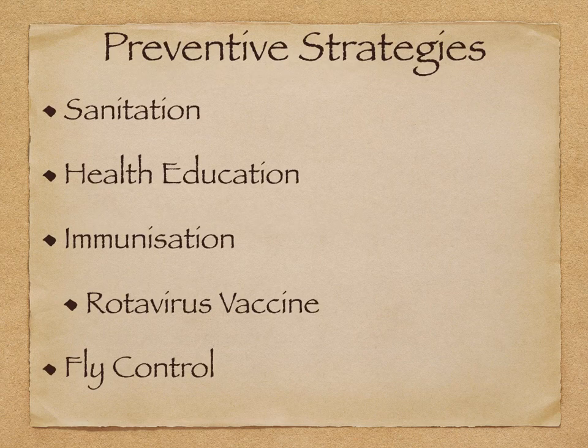A little bit about the preventive strategies. You can see in this slide the preventive strategies which I have mentioned. The first being sanitation, and measures to reduce transmission emphasize the traditional improved water supply, improved excreta disposal, and improved domestic and food hygiene.